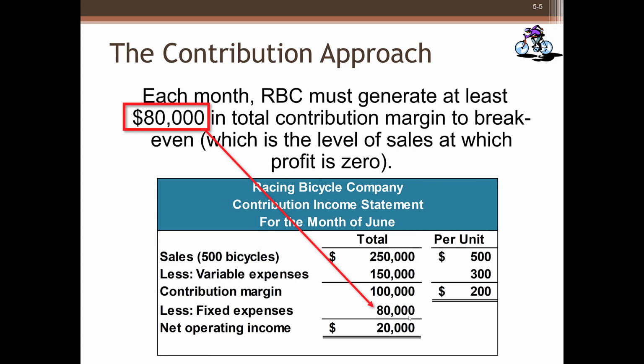For fixed expenses here, it's $80,000. If contribution margin is the same as fixed expenses, then net operating income will be 0. That's the level at the break-even point, which means if RBC generates $80,000 in total contribution margin, RBC can break even. So again, break-even is the level of sales at which profit is 0.